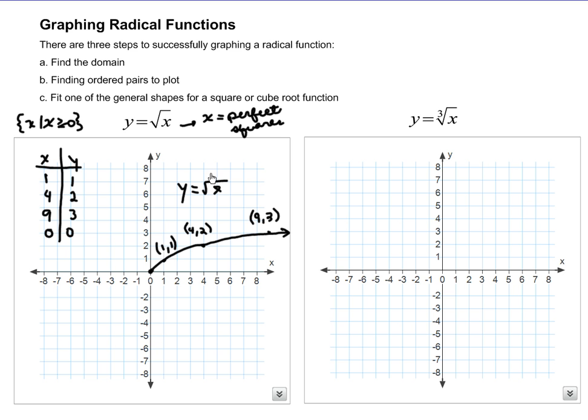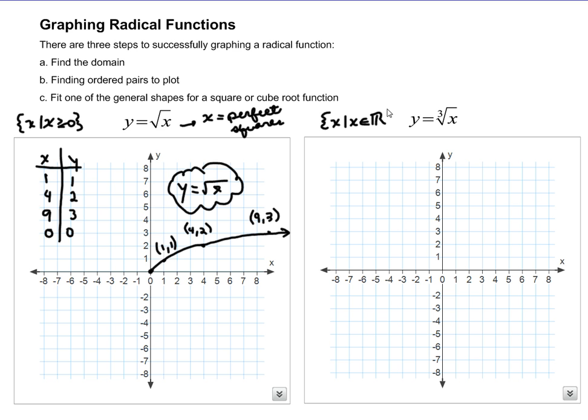So we would use this basic shape as a reference any time that we're dealing with a square root function, because our square root function graphs will all look very similar to this. All right, how about this guy? y equals the cube root of x. Well, this time we want some perfect cubes, and we're not limited to the domain of just greater than or equal to 0. Remember, if it's a cube root, it's an odd root. So our domain is going to be the set of all real numbers.